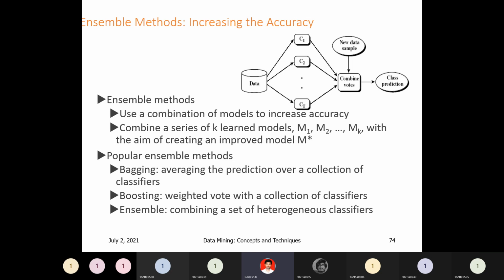See here, in the ensemble method we use a combination of models to increase accuracy. Here C1, C2 and so on up to Cn are different models. You are combining all the models.